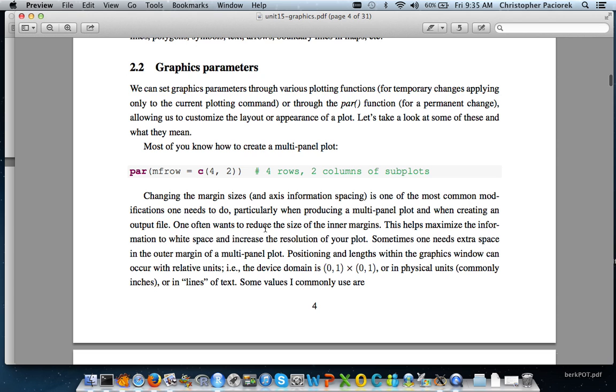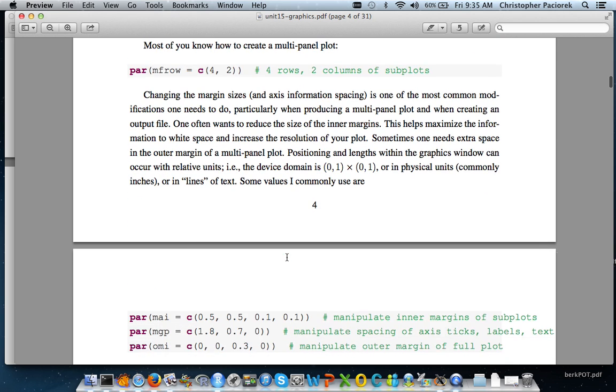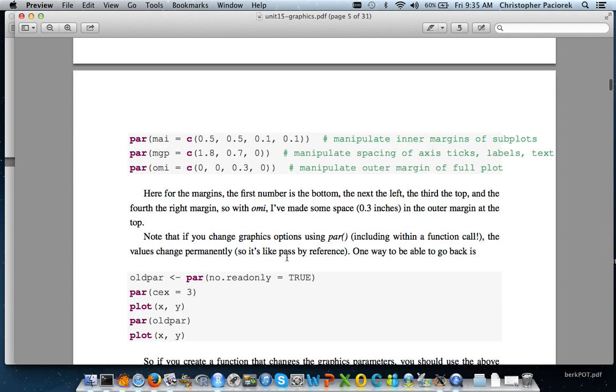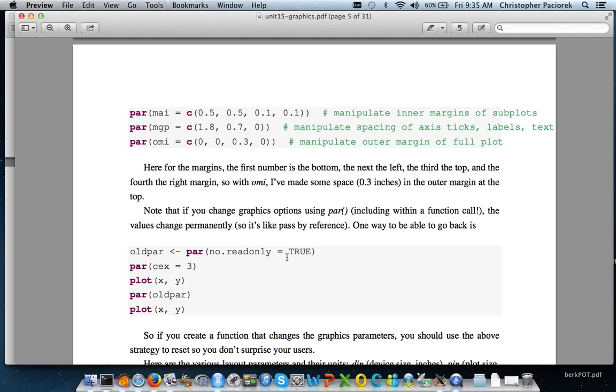I have some details on some tips and tricks in here if you're interested in looking through that on your own. I'll mention a few of the settings that I find particularly useful when I'm manipulating plots that have multiple panels. Three of them that I use all the time are MAI, MGP, and OMI, which you'll generally set with the par command. So MAI is going to manipulate the inner margins of subplots.